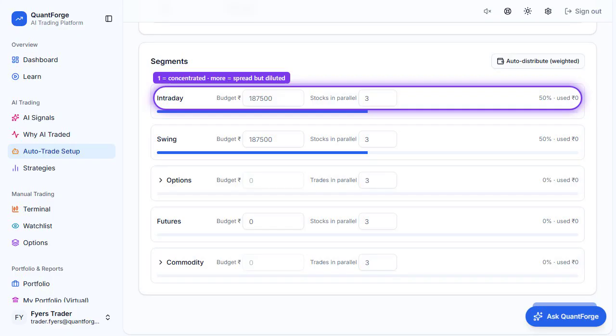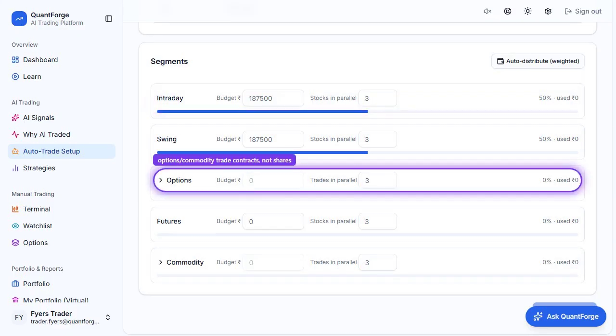And for options it said trades in parallel, not stocks. A small honesty in the wording: options and commodity trade contracts and structures, not shares, so the label matches. The idea is identical: how many at once, budget split evenly across them.